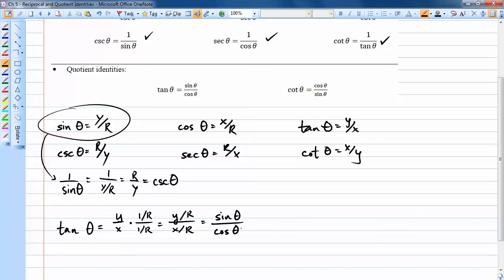Then you could do the same deal with cotan theta, or you could use the fact that cotan theta is the same thing as 1 over tan theta. So that's going to be 1 over sine theta over cos theta, which is the same thing as cos theta over sine theta.